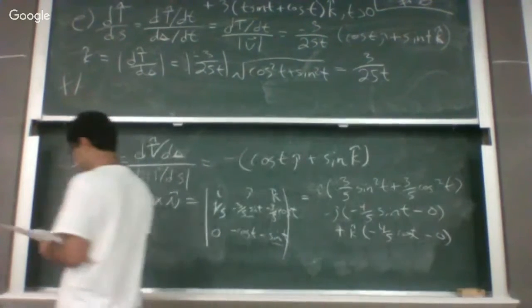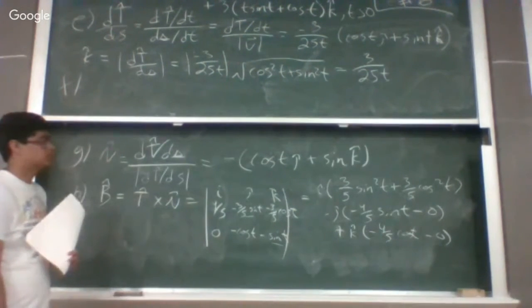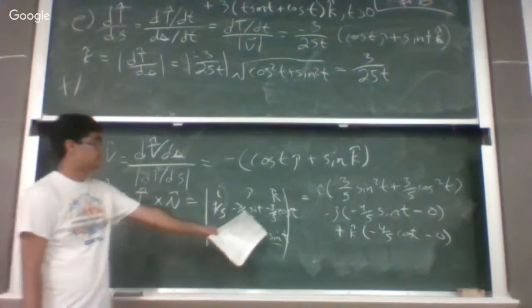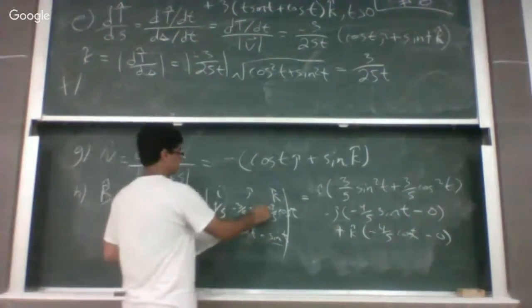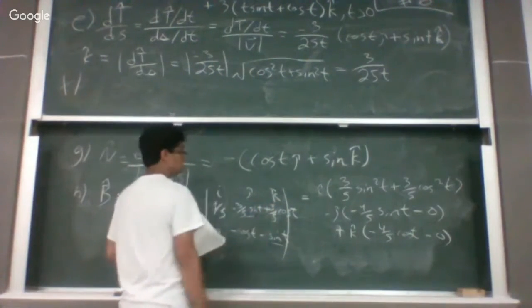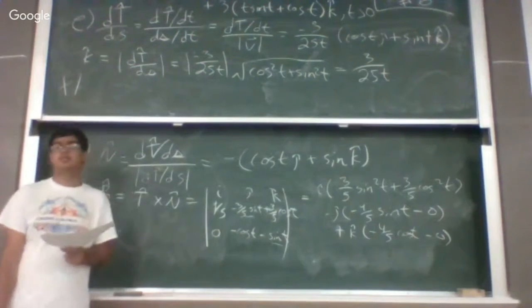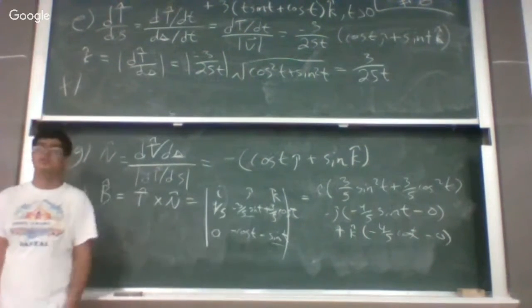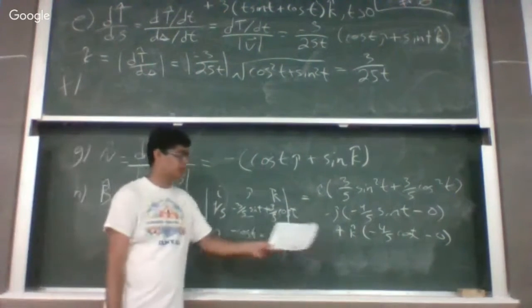Our T value, we had a positive 3/5 cosine t right here. Was it positive? It is positive. It doesn't change anything though. I just wrote a negative here by mistake. So this is still right, I believe.